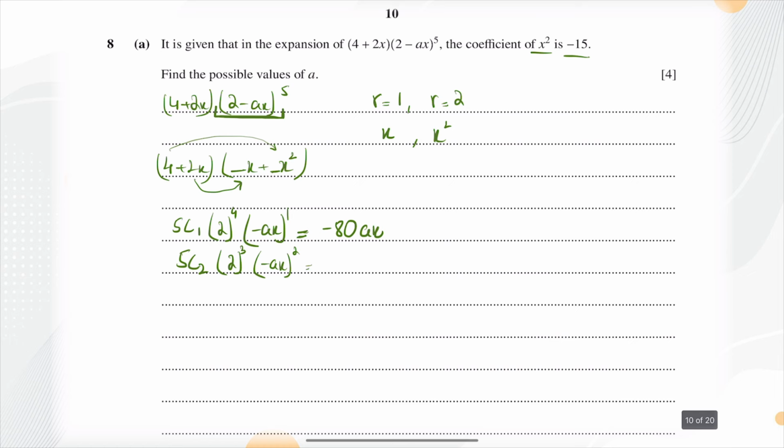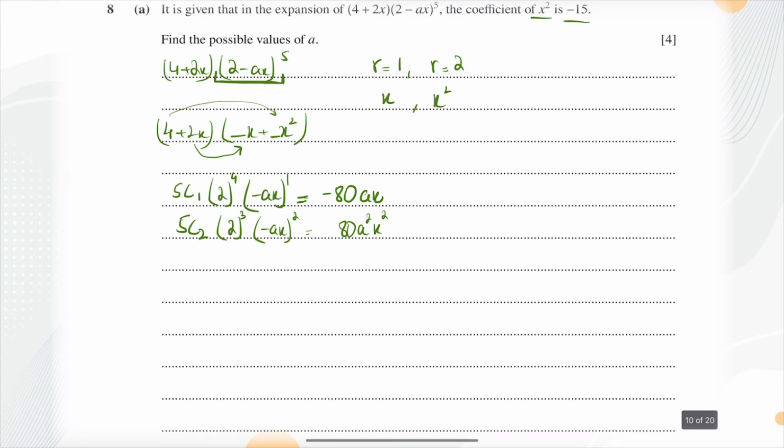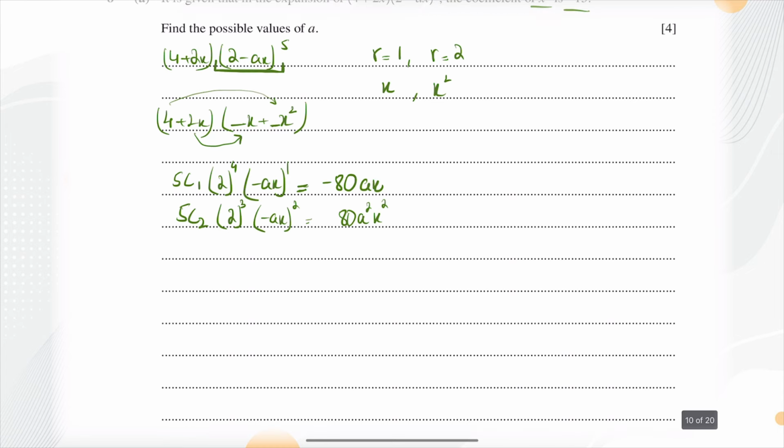5C2 is 10. Let me double check. 5C2 is 10 into 8, so that's 80. Except that this time we'll have a square x square. Do not forget that there will be a square on a as well and not just x. So now we know what to multiply 4 plus 2x with. We're going to multiply it with minus 80ax and positive 80a square x square.